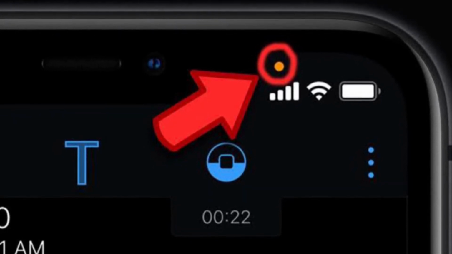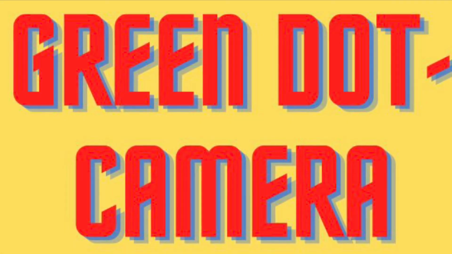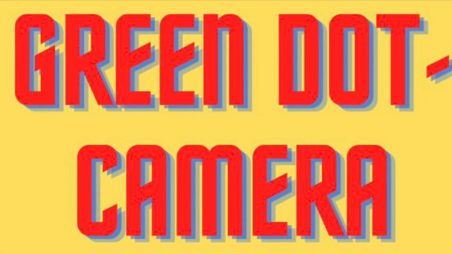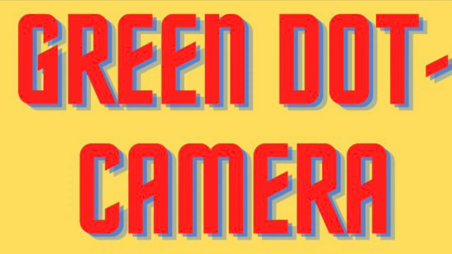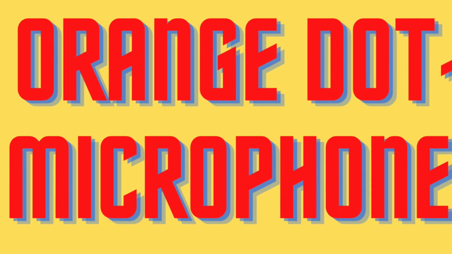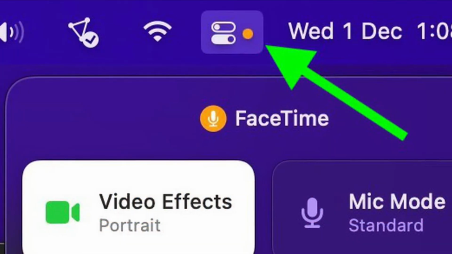So if you see the green dot next to the Control Center icon in the menu bar on your Mac, that means that an app is currently using your Mac's camera. And if you see the orange dot, it means that an app is currently using your device microphone.